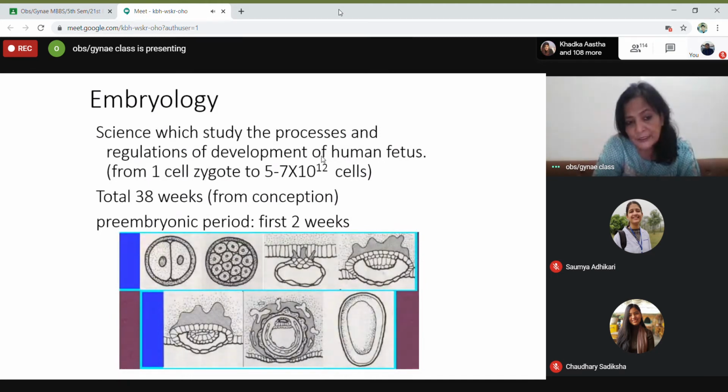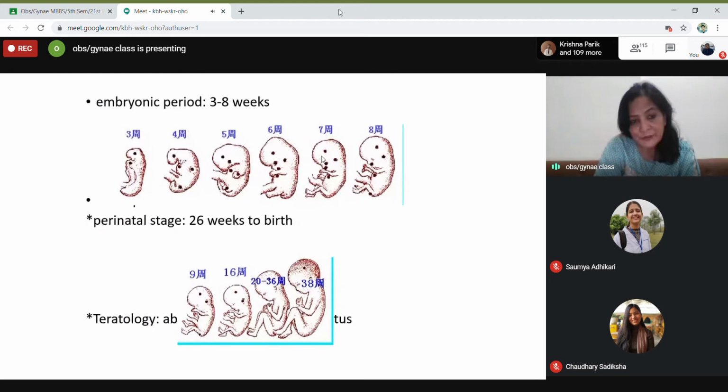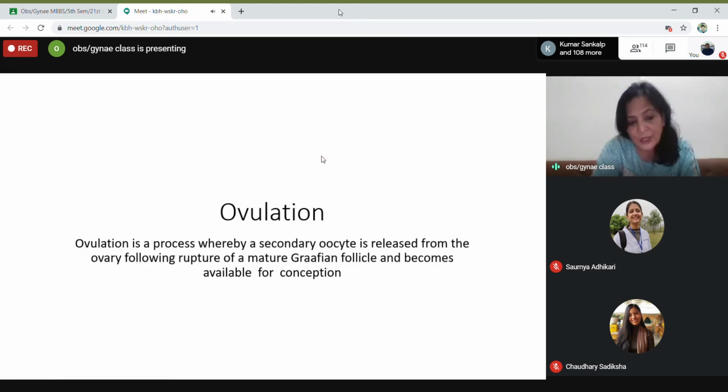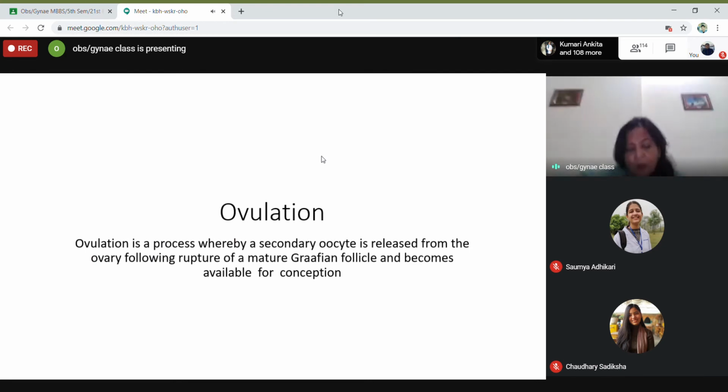It takes about 38 weeks from conception, and there are 3 phases. One is the pre-embryonic period, that is the first 2 weeks from conception, from fertilization to 2 weeks, and then the embryonic period, that is 3 to 8 weeks, and the perinatal stage, 26 weeks to birth. So these are the phases of human embryology. Now I'm going to talk about ovulation.